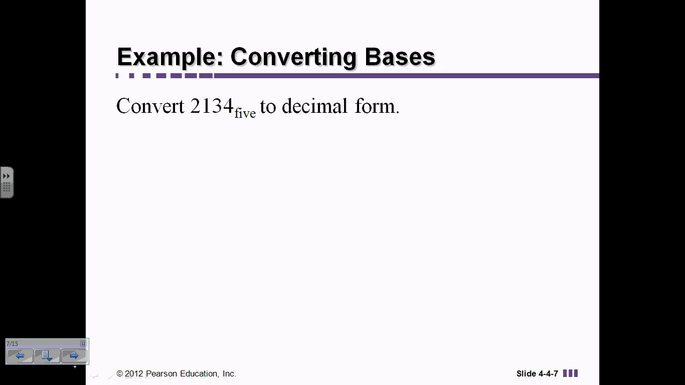So when we want to convert between bases, if I have the number 2134 base 5, and I want to go to base 10, then what I have to do is look at each place in this number. The 4 is in the 5 to the 0 place. The 3 is in the 5 to the 1 place. The 1 is in the 5 to the 2 place. And the 2 is in the 5 to the 3 place. So you can either look at your chart or you can do your calculations.